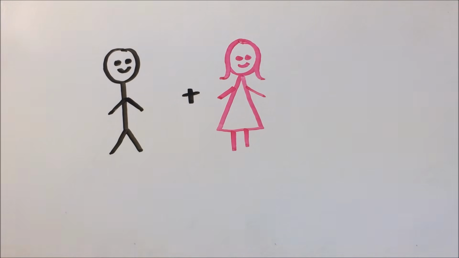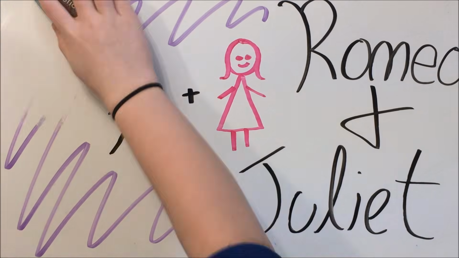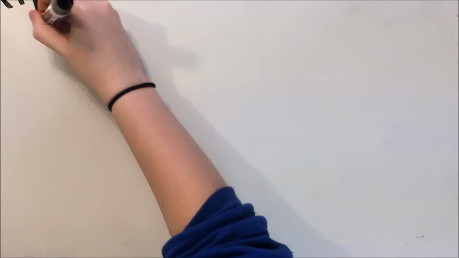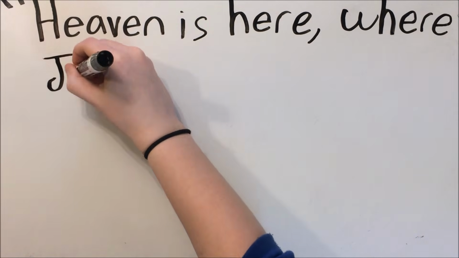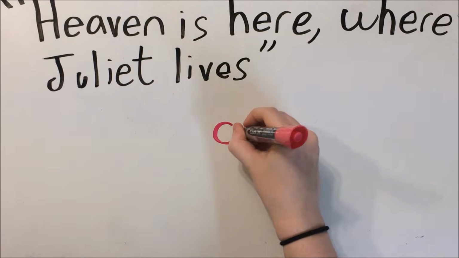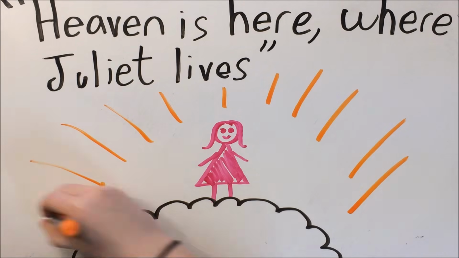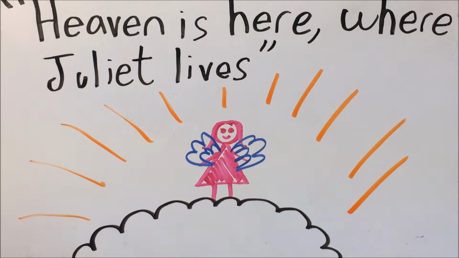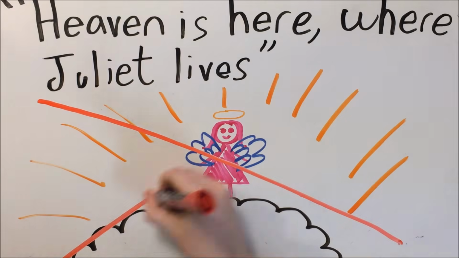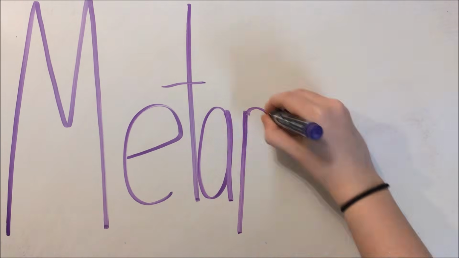Many good examples of metaphors can be found in Shakespeare's Romeo and Juliet. During Act 3, Scene 3, Romeo says that heaven is here, where Juliet lives. This is a metaphor because he is saying that heaven actually exists in the place where Juliet lives, also implying that Juliet is actually an angel. Because neither of these claims are true and are only being used to highlight a point about Juliet, the statement is a metaphor.